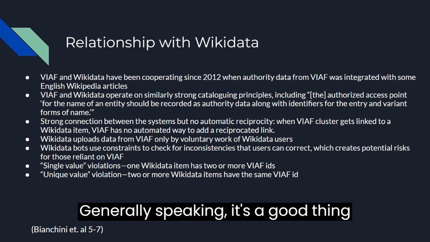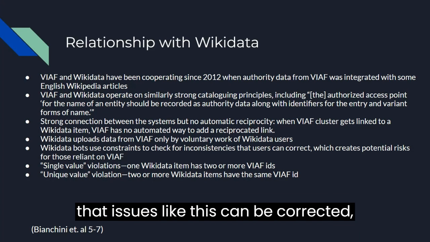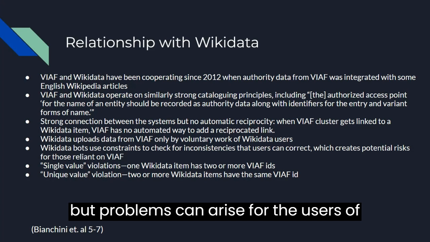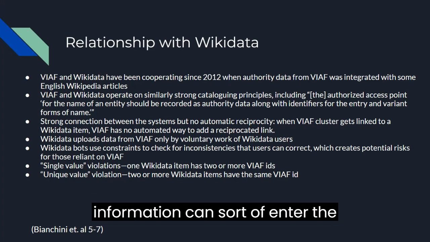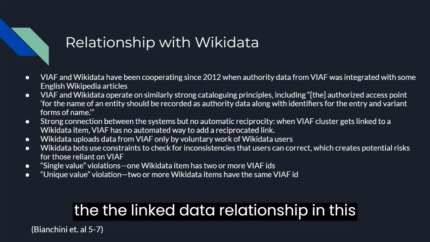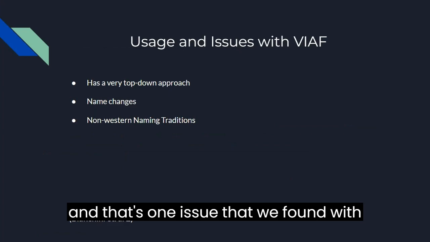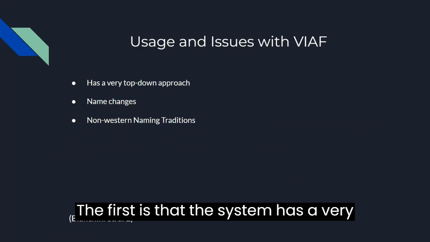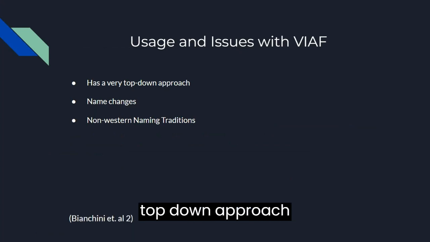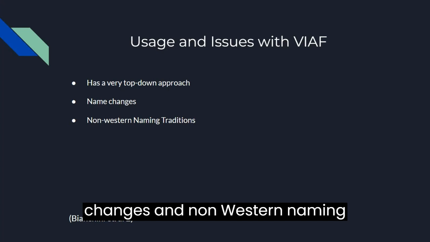Generally speaking, it's a good thing that issues like this can be corrected, but problems can arise for the users of VIAF because incorrect information can enter the linked data relationship in this way. Right. And that's one issue that we found with using VIAF. But there's three others. The first is that the system has a very top-down approach, name changes and non-Western naming traditions.